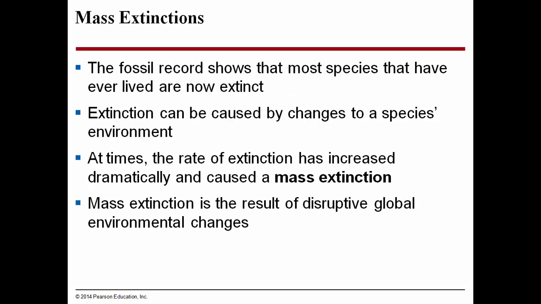Mass extinctions. The fossil record shows that most species that have ever lived are now extinct. Extinction can be caused by changes to a species' environment. At times, the rate of extinction has increased dramatically and caused a mass extinction. Mass extinction is the result of disruptive environmental changes.